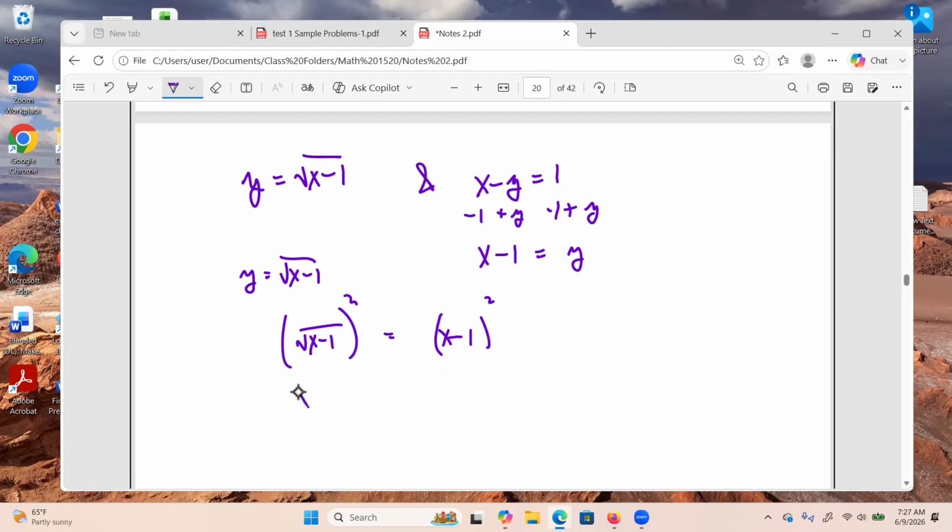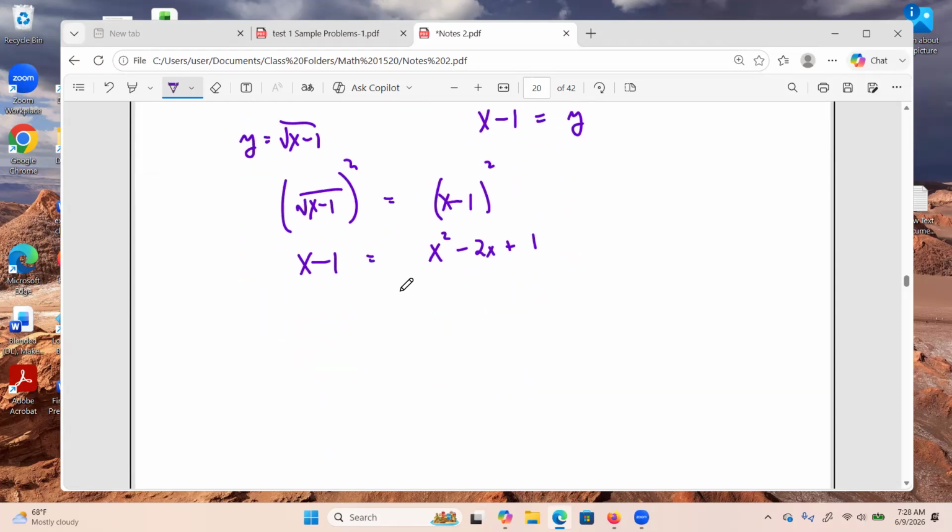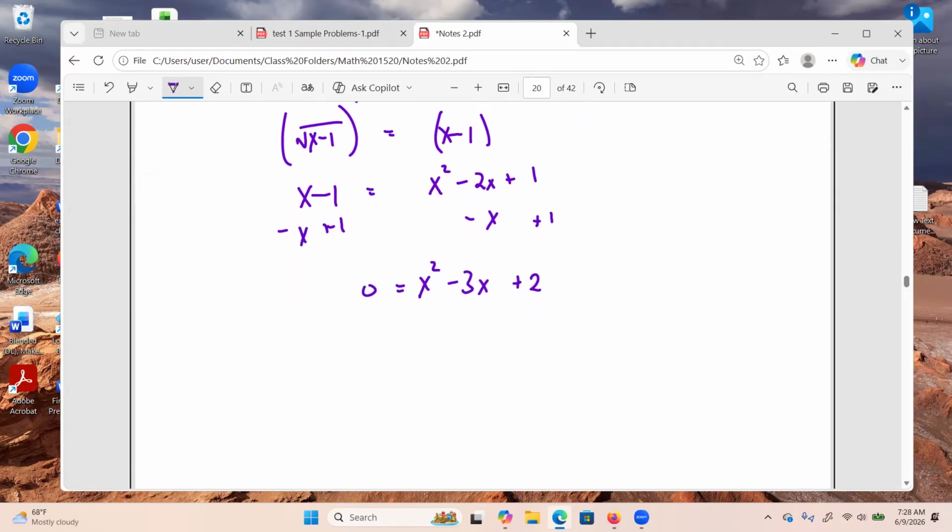So we end up with x minus 1 is equal to squaring this. I'm going to do this in my head. x squared minus 2x plus 1. So we're setting these equal to each other. Let's go ahead and add 1 to both sides, and subtract an x from both sides. So here we have x squared minus 3x plus 2 is equal to 0. I think I can factor this. So that's going to be x minus 2, x minus 1 equals 0. So we can claim that x is equal to 1 or x is equal to 2.